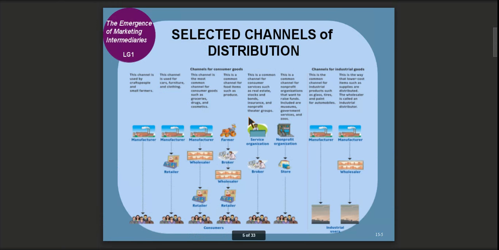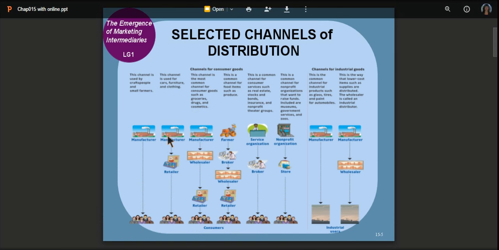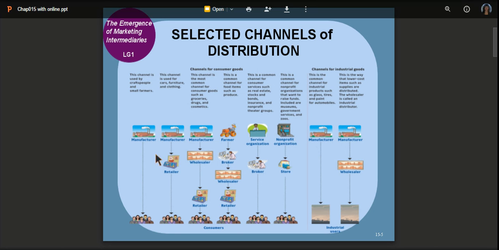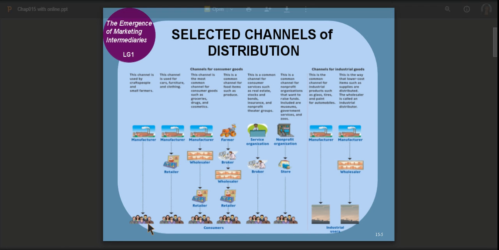Okay, so here, I like this. This is one of your PowerPoint slides that I really like because it shows you different examples of how intermediaries are actually used, right? So in this one, the manufacturer makes the product and gives it straight to the consumer, right? This one, the manufacturer gives it to a retailer, and the retailer sells it to us, right?